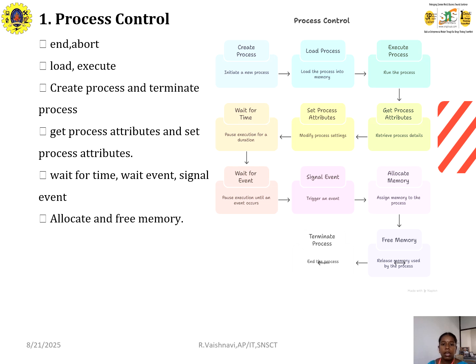First one will be the process control. Here we have create process, load process, execute the process, and get the process attributes. Followed by this, we have set process attributes, and wait for some time for execution, wait for the event, signal event, allocate memory, free memory, and the last one will be terminate process. These come under the process control.